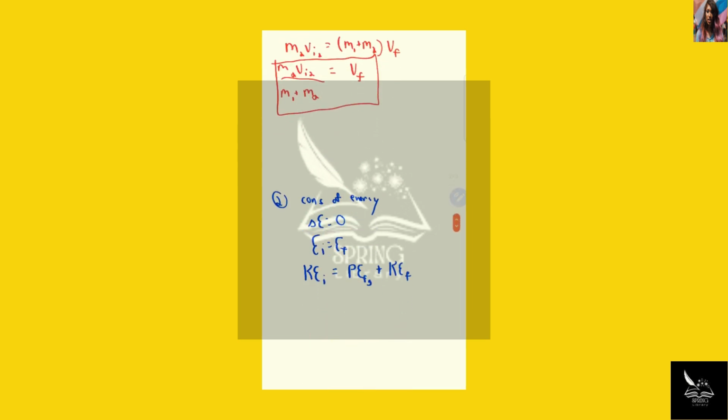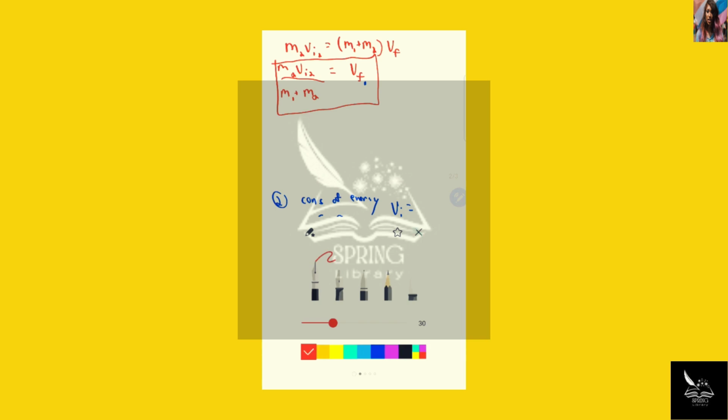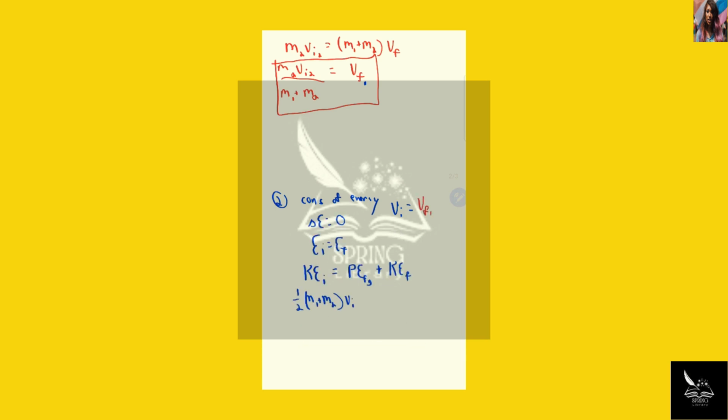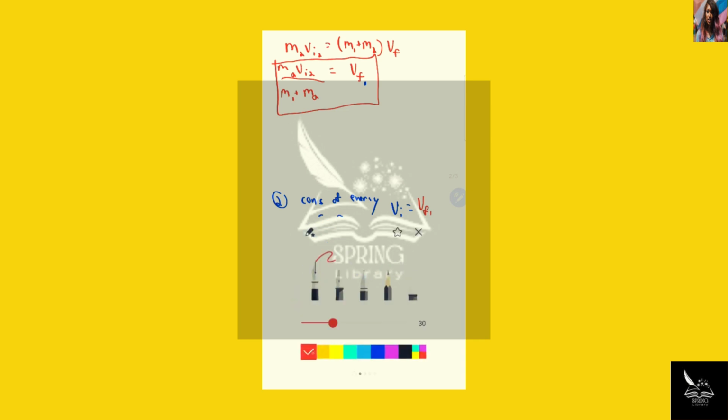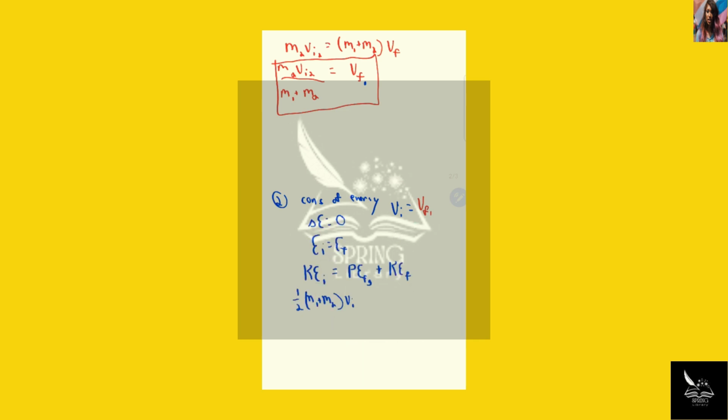All right, let's go on and expand what this is. So this is 1/2 mass 1 plus mass 2 times V initial. And I'm just going to make a little note here. We're going to call this V final 1 for the first part of our problem. I'm just going to make a note that down here, V initial equals V final 1 from the first part. So that's kinetic energy, V initial squared.